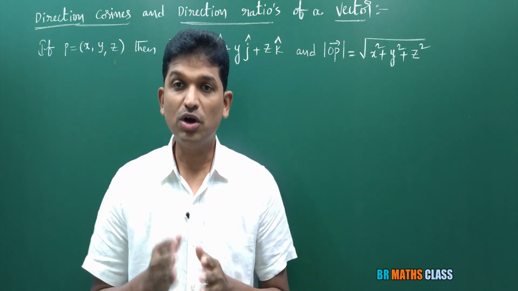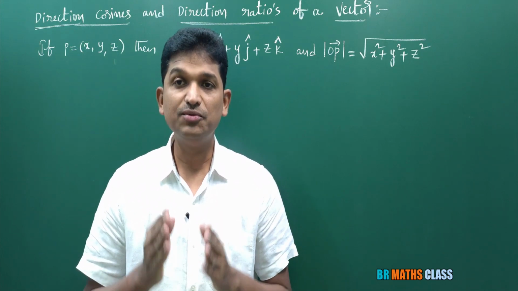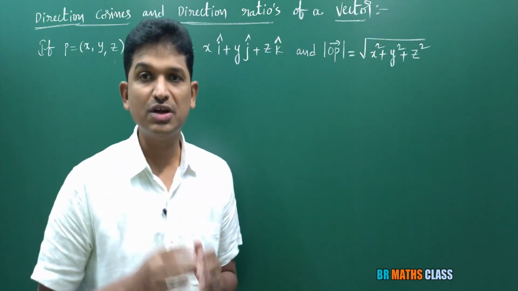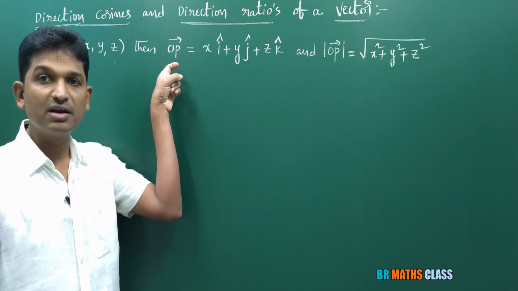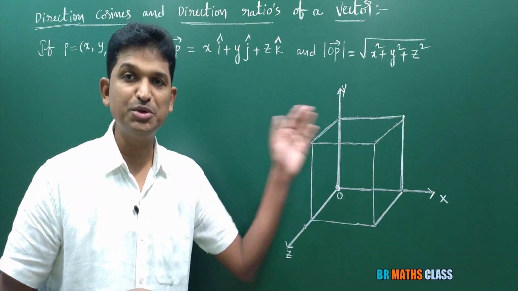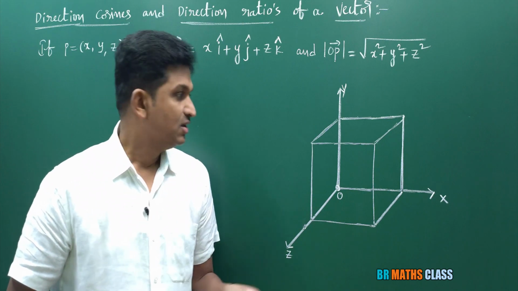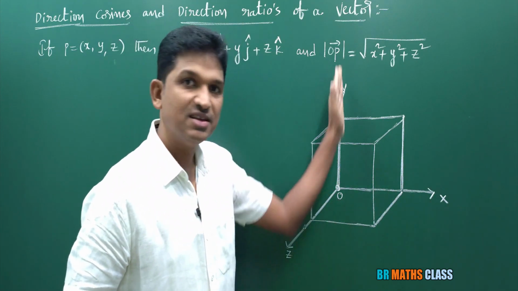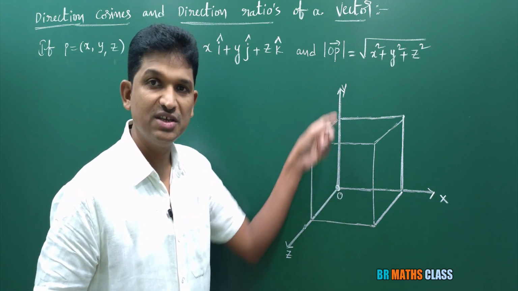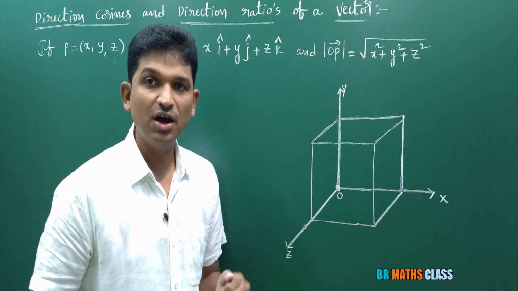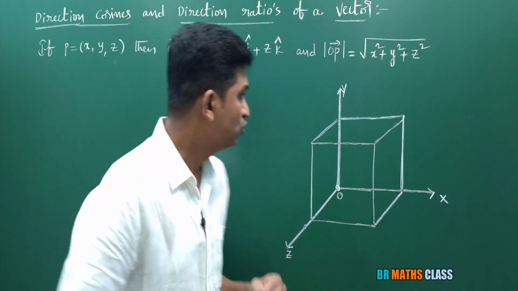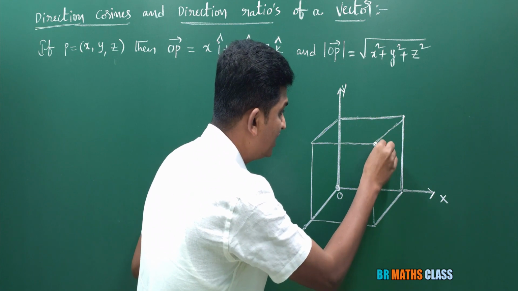In this class, what are we going to learn? We will learn direction cosines and direction ratios of a vector OP bar. Observe this diagram. To explain this, I consider a three-dimensional geometrical figure. This is the x-axis, this is the y-axis, this is the z-axis, and the point of intersection of these three is the origin. Now I will consider a point P in space.